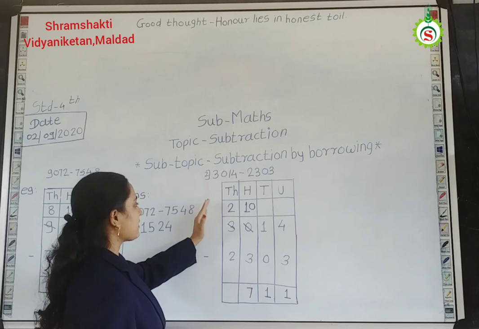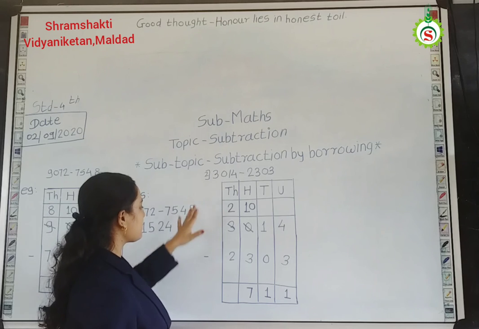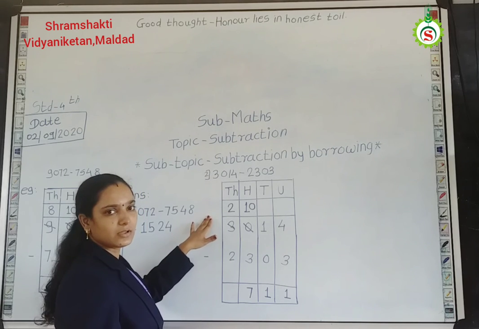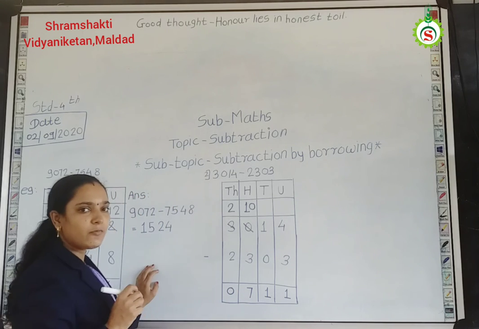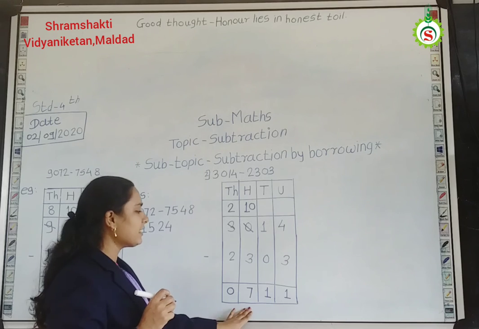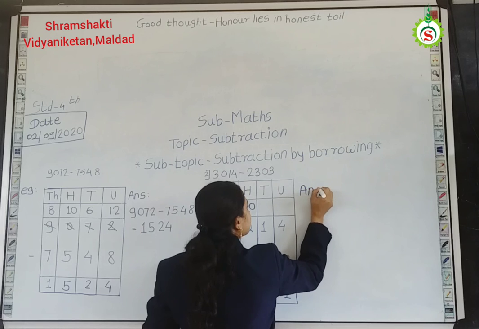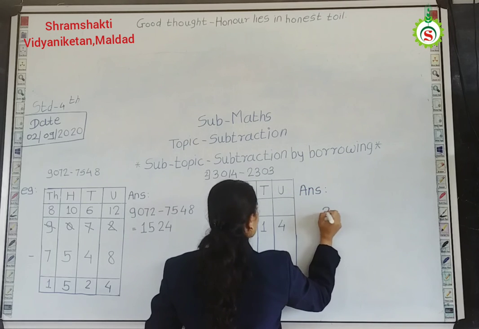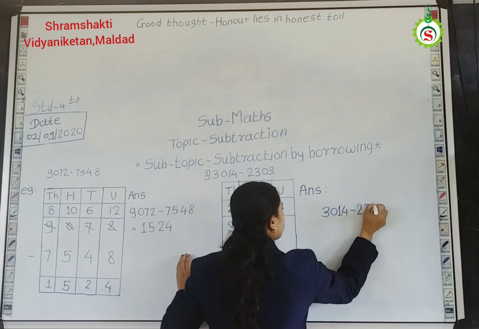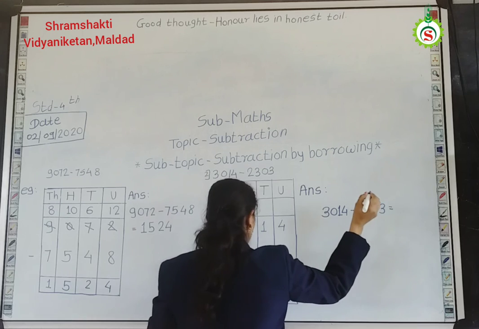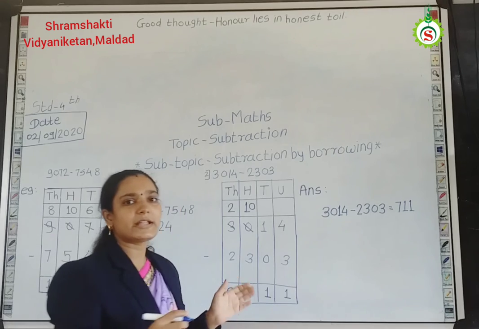Then next place, the neighbor place of this hundreds place, means thousands place. 2000s minus 2000s. 0 thousands. Write down 0 at the thousands place. Therefore our answer is 711. Here at last write down the answer: 3014 minus 2303 is equal to 711. Do you understand, students?